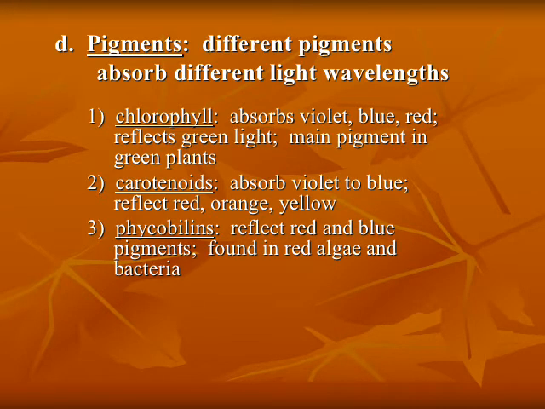And then a third group of pigments, which is not as well known on land and are not talked about in your book, are a group of pigments called phycobilins. And phycobilins reflect the wavelengths of red and blue. And phycobilins are found in some red algae and some bacteria.